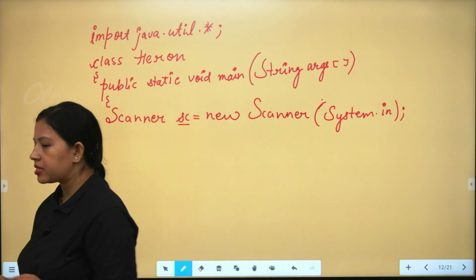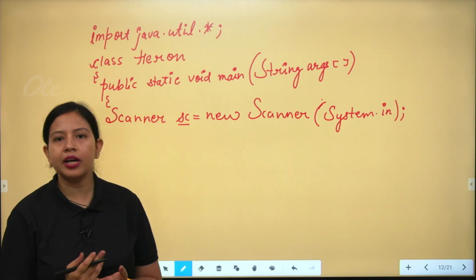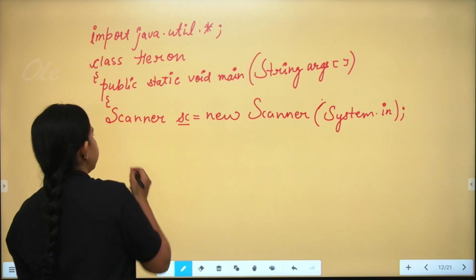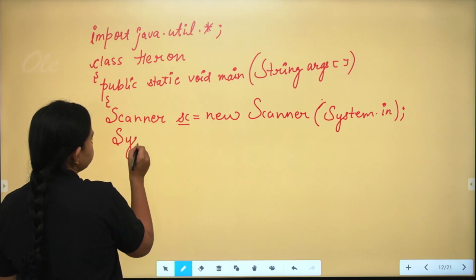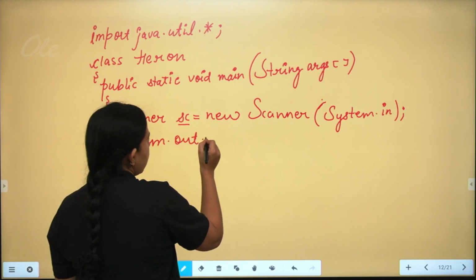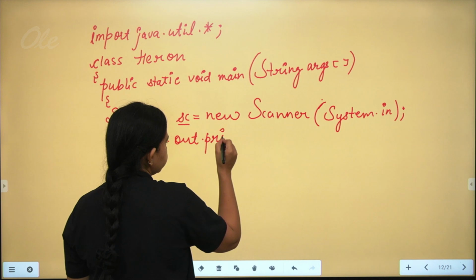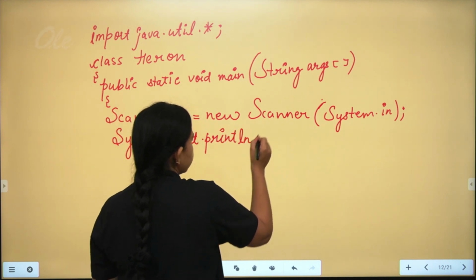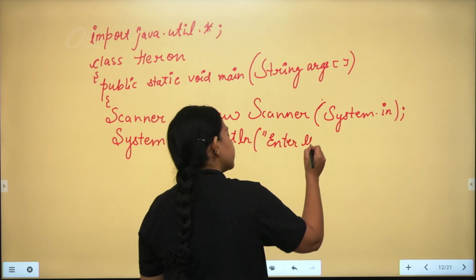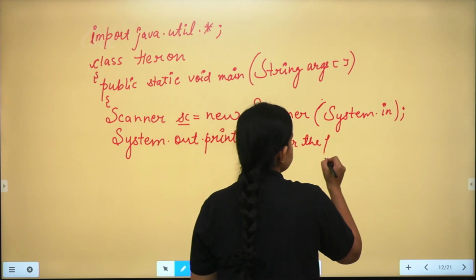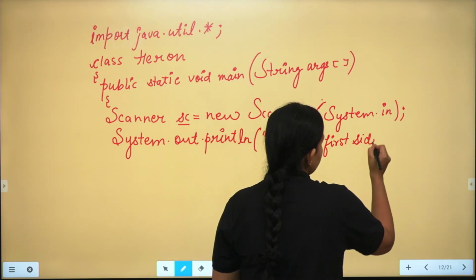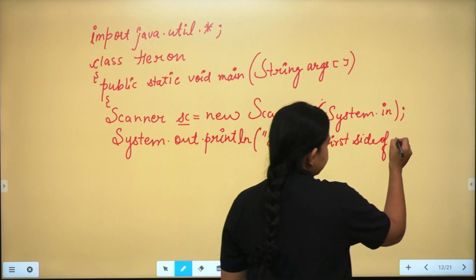Now it's time to give a message about how many inputs are required, which we have already sorted out: three inputs are required. We simply give a message for that. System dot out dot println, enter the first side of a triangle.